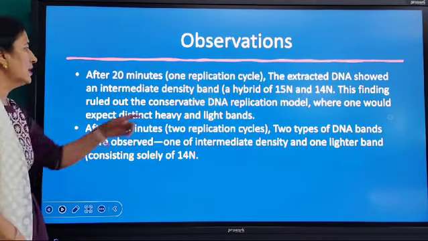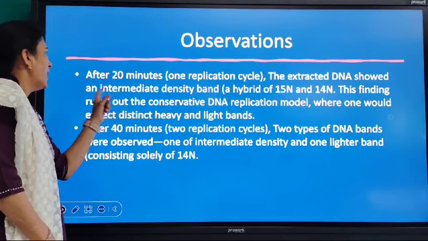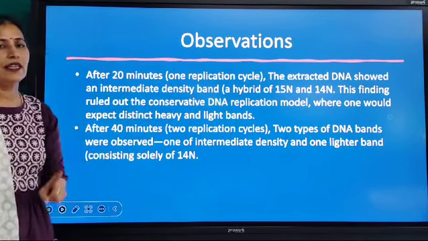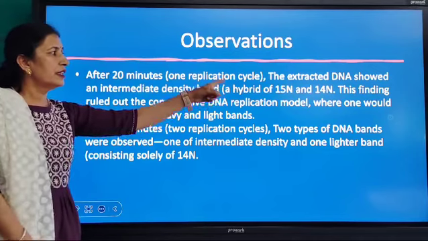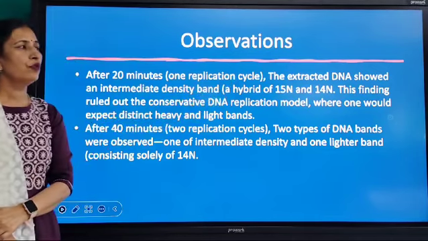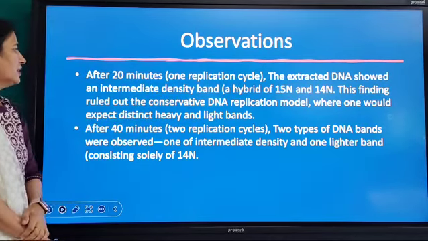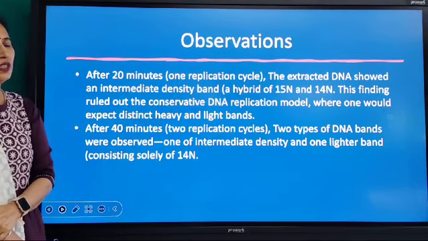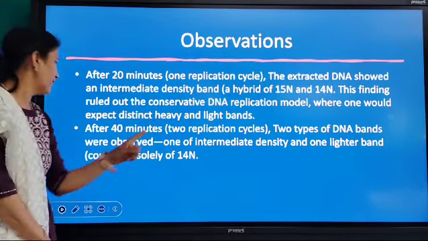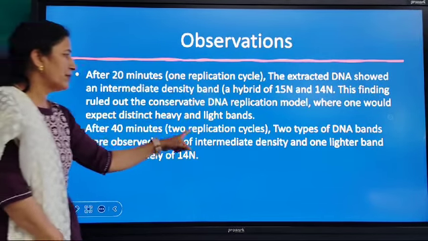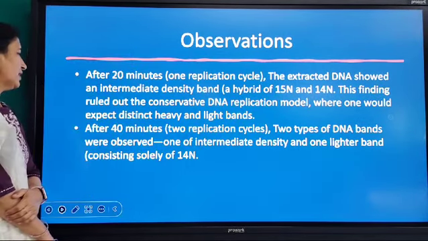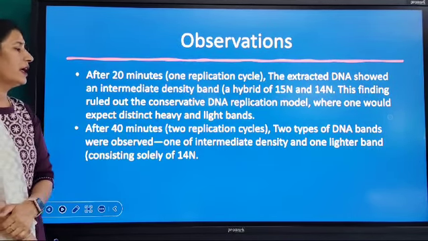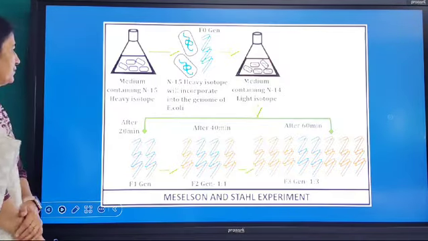After 20 minutes, the extracted DNA showed an intermediate density band, that is, a hybrid DNA which contains 15N and 14N. These findings disprove the conservative mode of replication, according to which there should be two bands. After 40 minutes, two replication cycles, two types of DNA bands were observed. One was of the hybrid DNA and the other was of the light DNA.